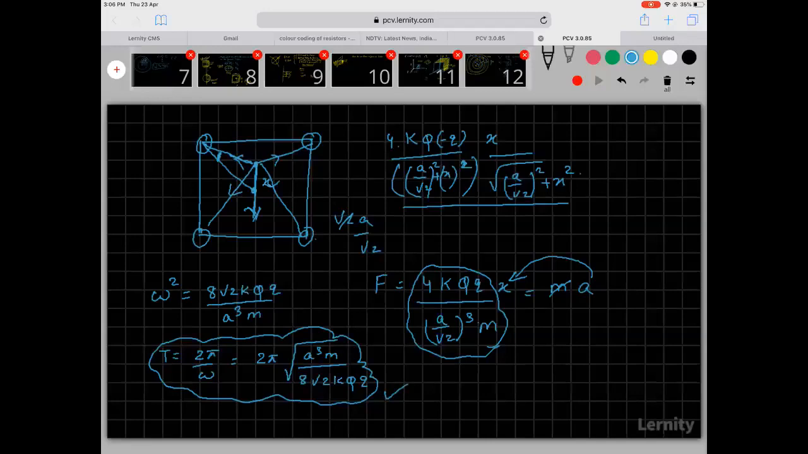Please digest this. See, I have just tried to move the charge a little up. Because it's a negative charge, they are all attractive forces, so they are being pulled. So I'm trying to find the downward component of the force. First I found the force, then I took the downward component, sine theta. All four charges will be equal. So I simplified it and got the answer. T is equal to 2 pi by omega.